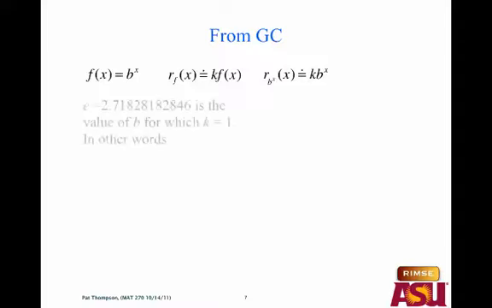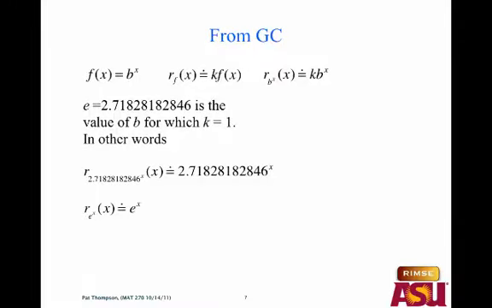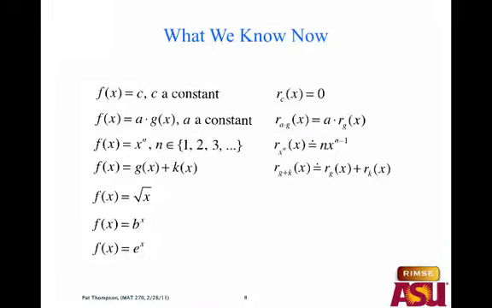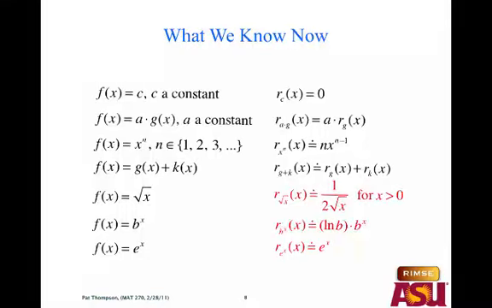Okay, this is what we said. Already did all that. That was our result we just came up with: rate of change of e to the x equals e to the x. Okay, so here's what we got so far. 7 rules. If it's b to the x, the rate of change is b to the x times the natural log of b. If it's e to the x, the rate of change is e to the x. It's the only function like it.